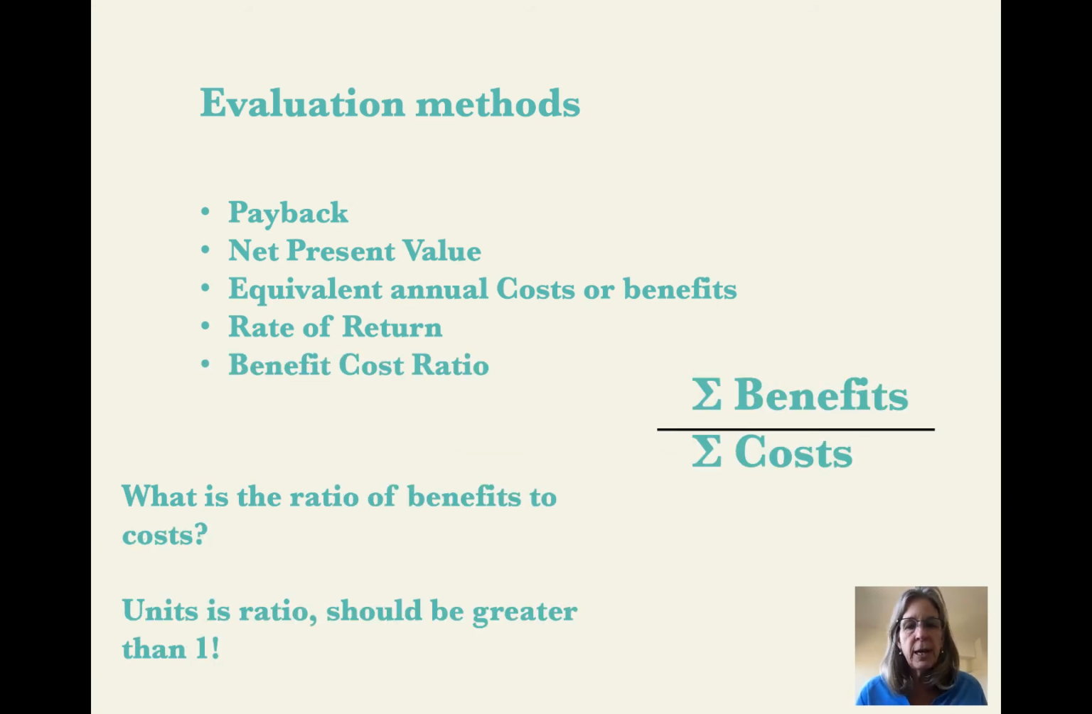In this, we're looking at a ratio of benefits to costs instead of the difference between benefits and costs. This is often used in public service companies because benefits are hard to quantify, so they use a ratio. The unit of this is that the ratio should be greater than 1. Obviously, the benefits need to be greater than the costs.